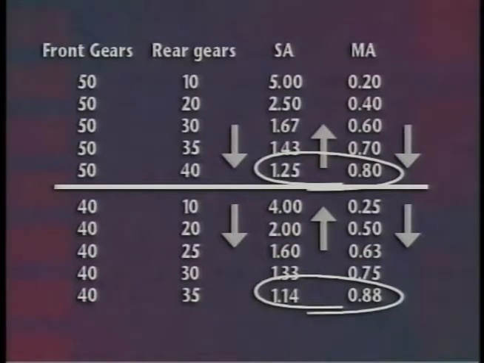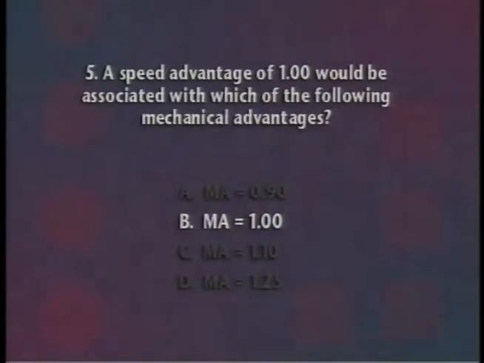As the SA decreases to 1.14, the MA increases to 0.88. Now, if the SA were to decrease to 1.00 or another 0.14 units, the MA would increase at least 0.08. At least. My best guess would be answer B here, that the MA equals 1.00, inferring it from the table.